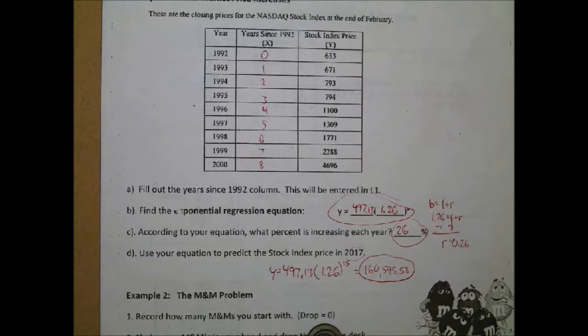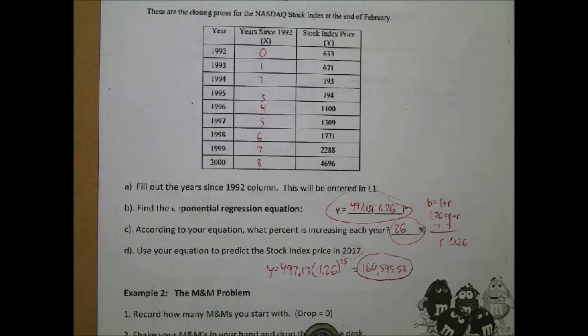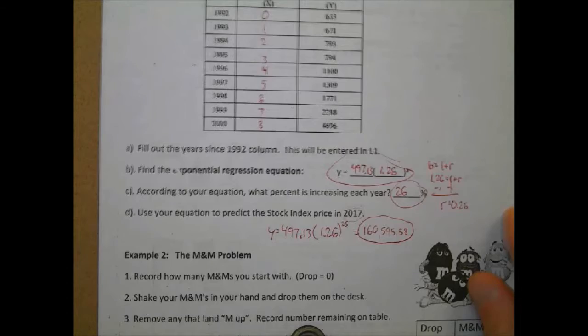Yeah, we could add more data points here. We could look at what the stock index price was in 2001, 2002, 2003, 2004. If we add more data points, we get a more accurate model, a more accurate representation. And that's stuff you can Google and see there too. All right, so there's that.